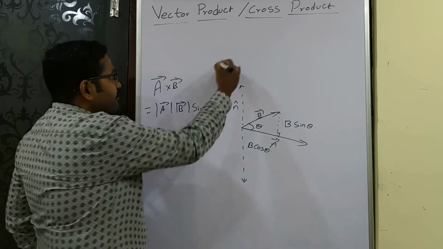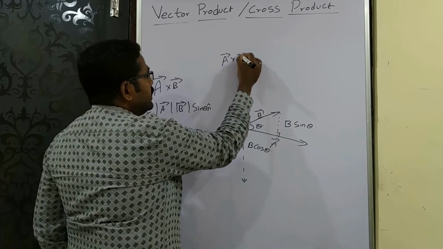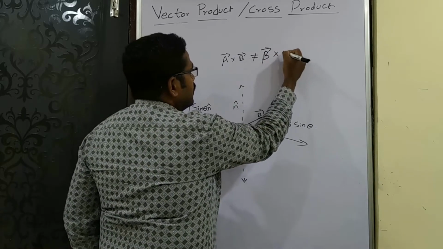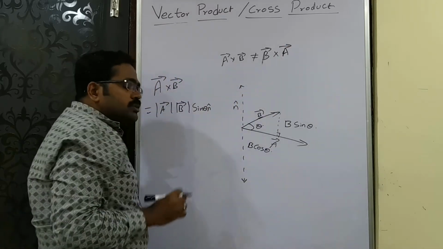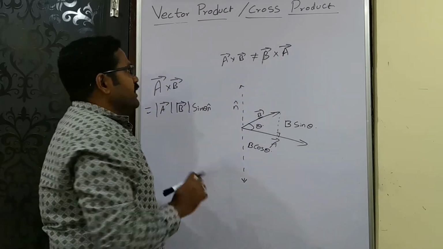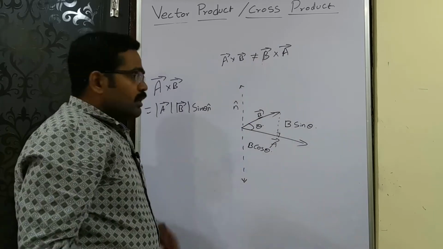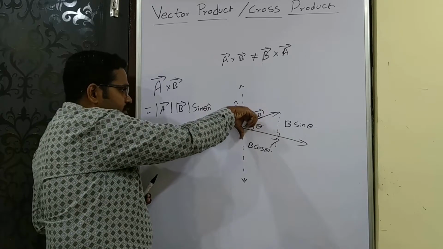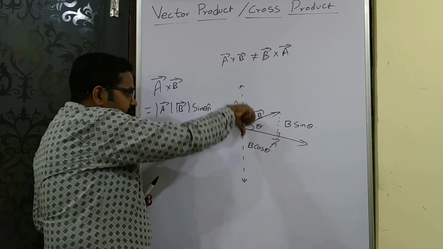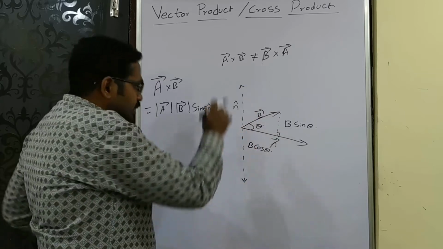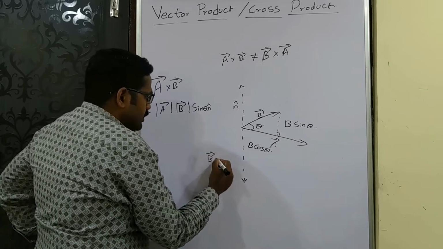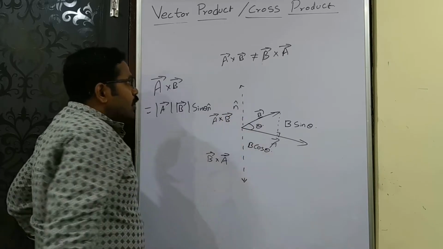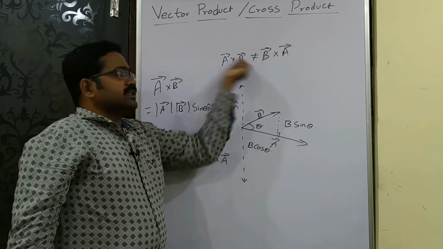And remember that vector A cross vector B is not equal to vector B cross vector A. Why? Cross product does not follow the commutative law. What happens at vector B cross vector A? I will be placing my palm on vector B and closing it towards vector A. Where is my thumb now? My thumb is towards the bottom, the lower direction, that is vector B cross vector A. Here it was vector A cross vector B. So how are these two related? Here we said they are not equal.